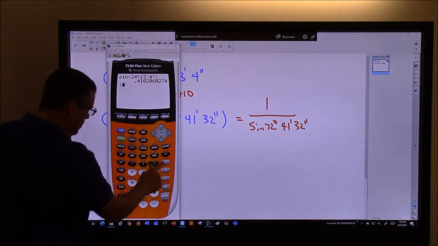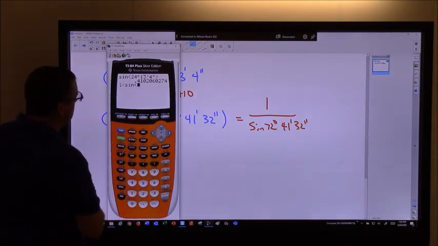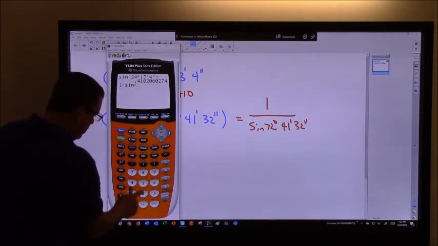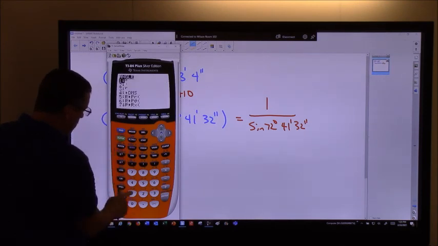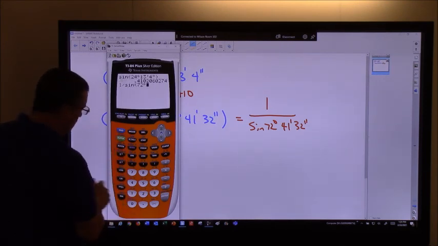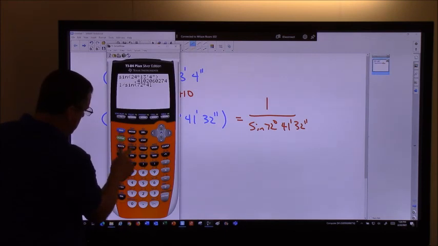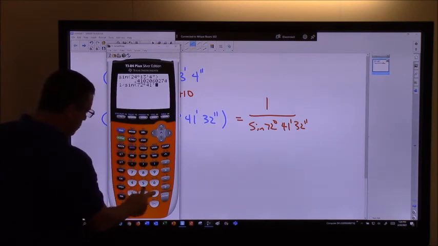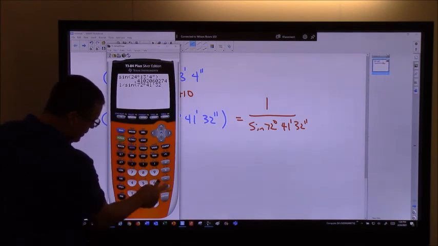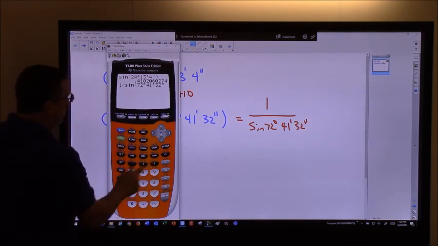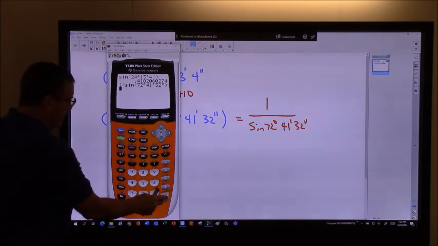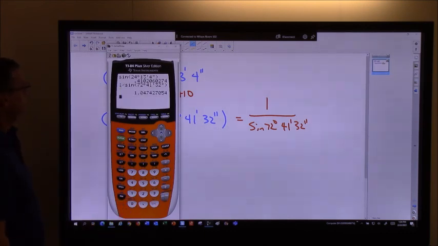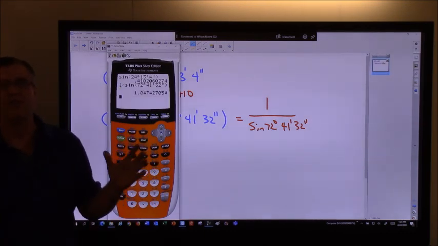So 1 divided by the sine, and I got to get all this stuff in there, 72 degrees, 41 minutes, 32, and then I'll go alpha down here to get the seconds. And there we go. Now I just thought of something.